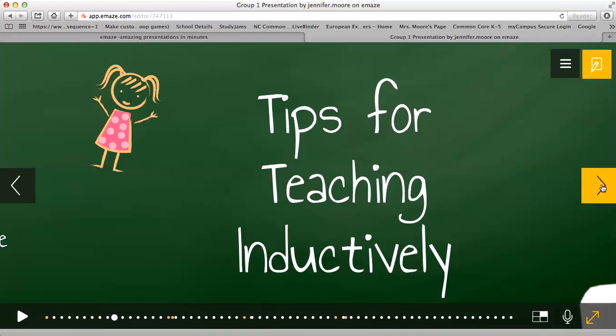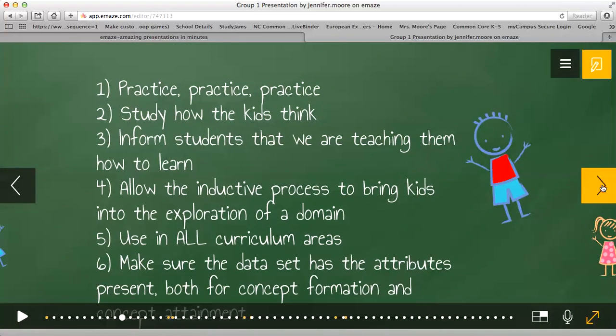Tips for teaching inductively. Tip 1, practice, practice, practice. 2, study how the kids think. 3, inform students that we are teaching them how to learn. 4, allow the inductive process to bring kids into the exploration of a domain. 5, use in all curriculum areas.